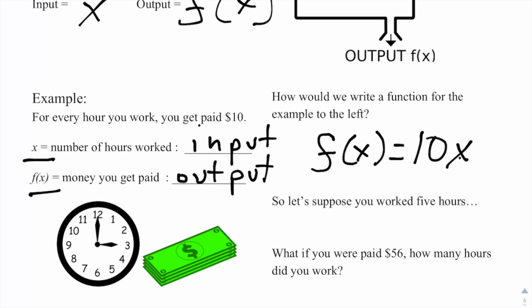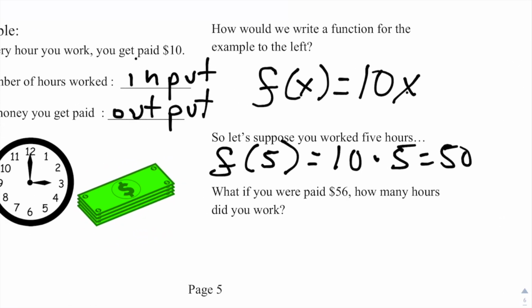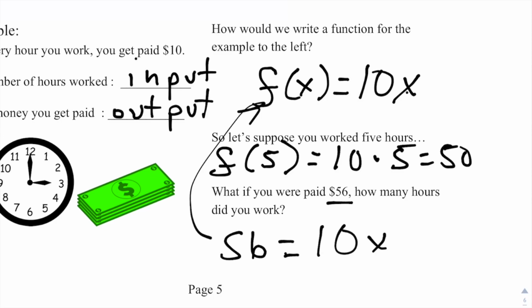So let's suppose I worked 5 hours. So I would take f, and I want to know if I worked 5 hours for x, would equal 10 times 5, or $50. What if you were paid $56? How many hours did you work? Well, we would have to set that up to solve it, and we know that the amount we're paid is the output, or the f of x, so that would go on this side of this equation, and then 10x, and then we would just solve for the x.